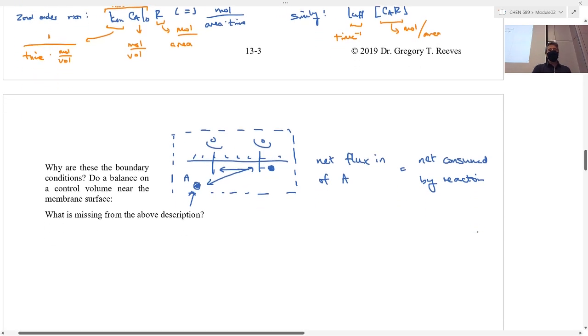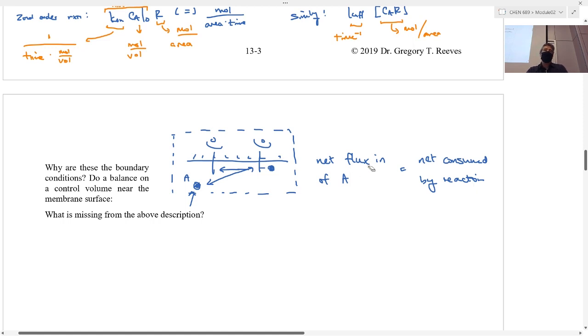So flux is a little bit weird because it's a vector, right? But on one dimension, it's either positive or negative, and so the direction of the flux is being told to you by whether it's positive or negative, right? So here, it's a little bit sloppy what I said. I said net flux in of A is equal to net consumed by reaction. Now, consumption by reaction, that's not a vector, but flux is.